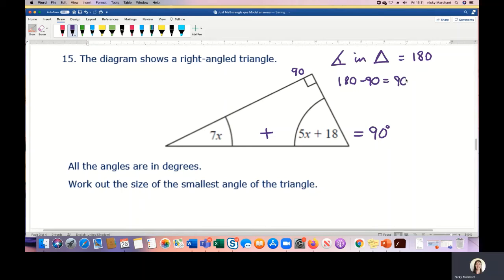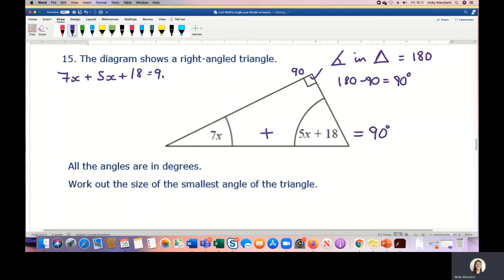Get rid of what you know about. Okay, you've ticked that one off. We've got 90 degrees left for these two. So that one plus this one equals 90. I'm going to rewrite that over here. It's always good to give yourself a lot of space for any algebra. So plus 5x plus 18 equals 90.